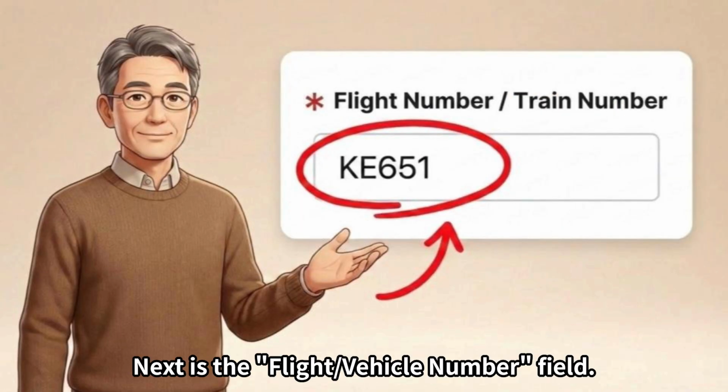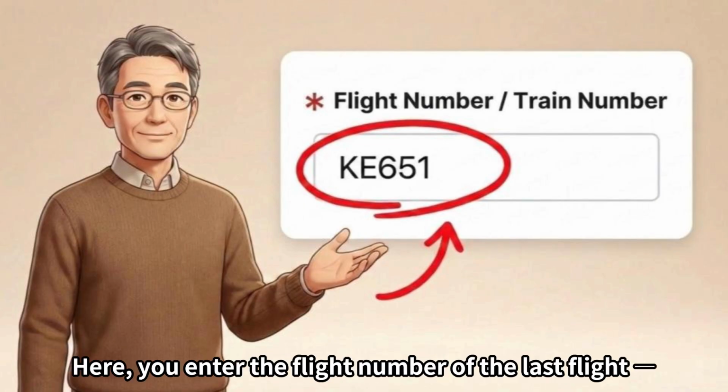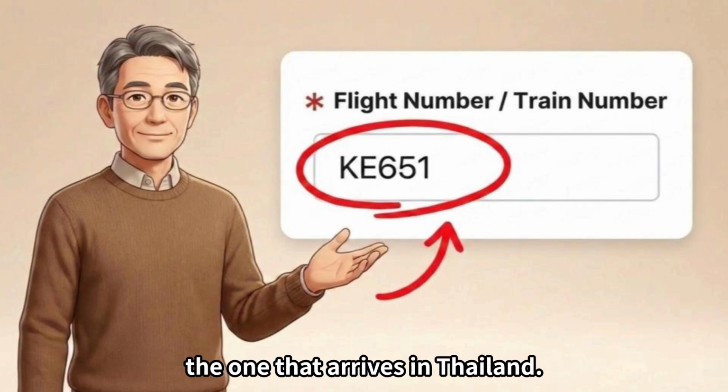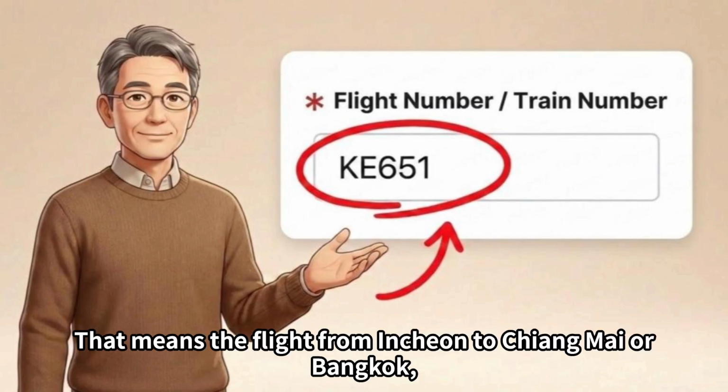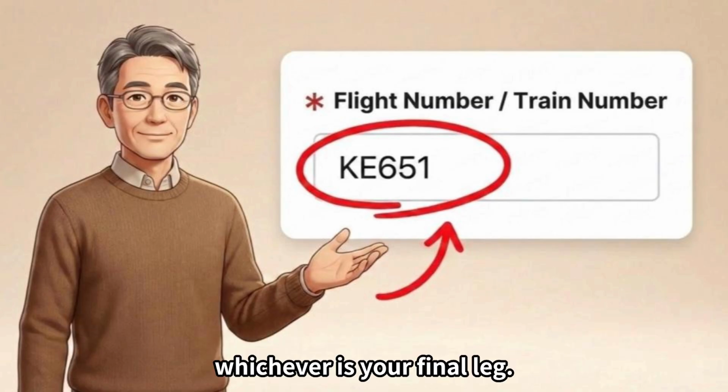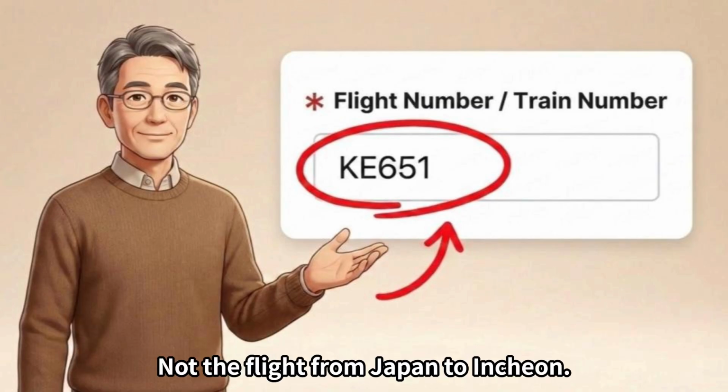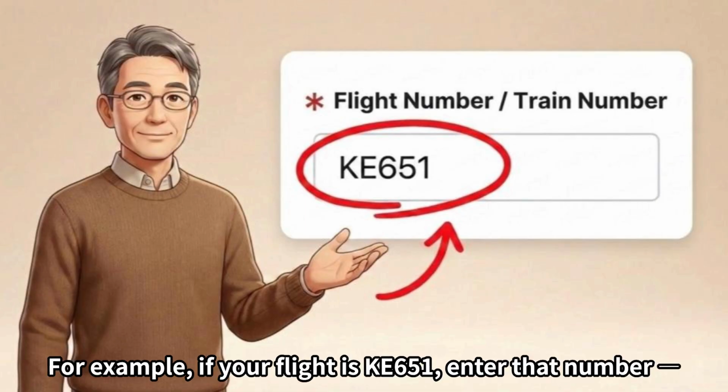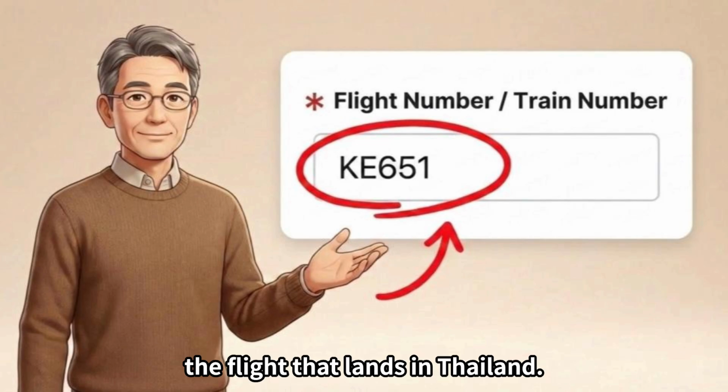Next is the flight/vehicle number field. Here, you enter the flight number of the last flight, the one that arrives in Thailand. That means the flight from Incheon to Chiang Mai or Bangkok, whichever is your final leg, not the flight from Japan to Incheon. For example, if your flight is KE651, enter that number, the flight that lands in Thailand.